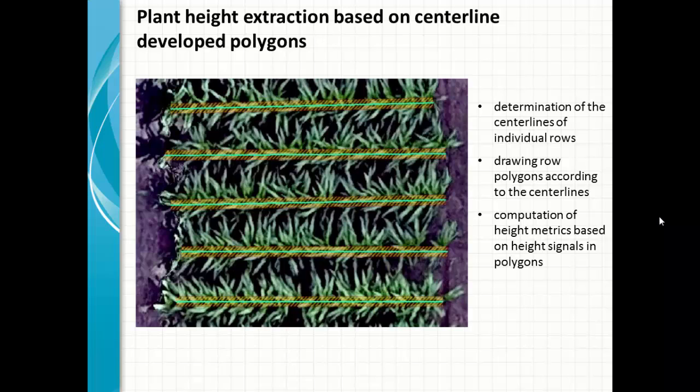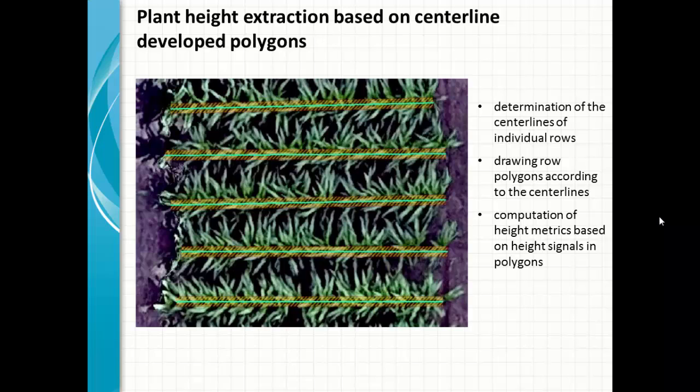the maize row. And the second, we developed an automated method in Python to draw a polygon according to the center lines. We can predefine the width of each polygon along the center line. In our work, we define it as 20 centimeters for the width, which means 10 centimeters on each side of the center line.